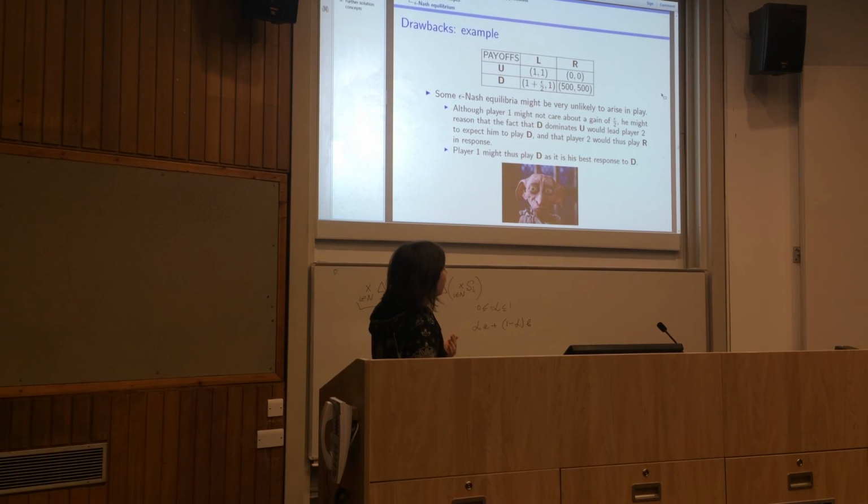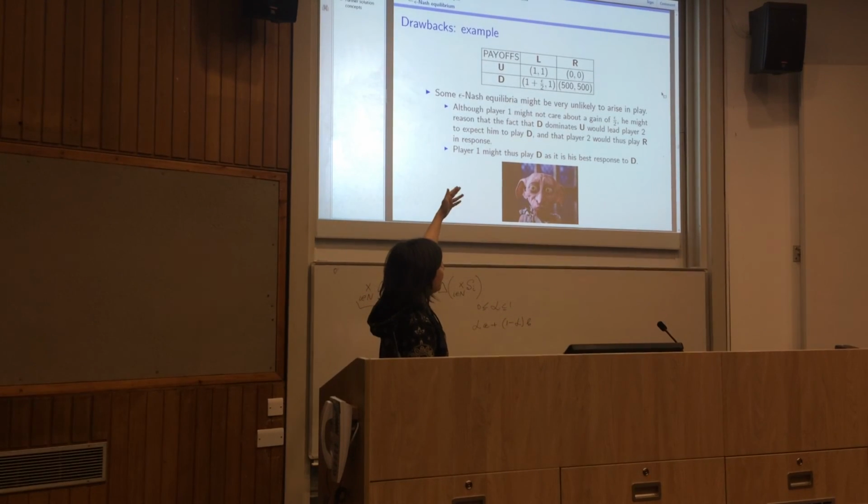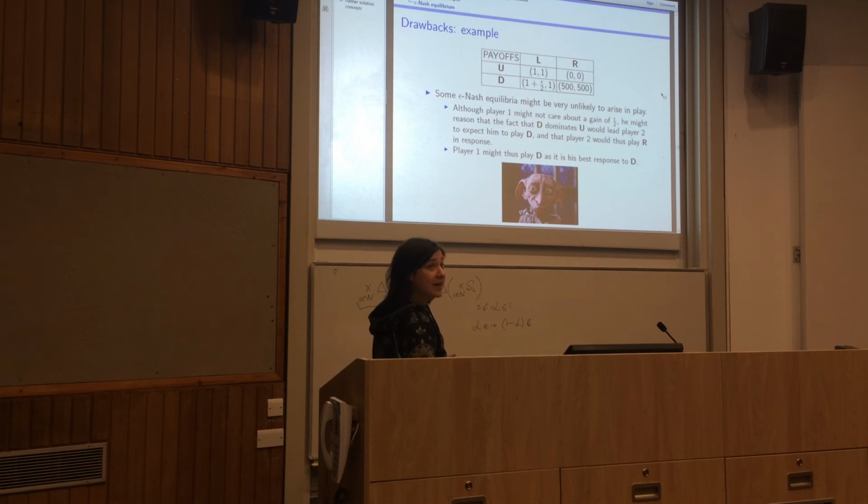So if the column player would pay attention to that, he would reason that, okay, my opponent has a dominated strategy in this game, which is up. So he would never expect the row player to play his dominated strategy. So the row player, realizing that, even though he does not care about the gain of half epsilon, will still play down, just because he would not believe the column player playing left. Okay, so some epsilon Nash equilibria are just very rare to appear in the game.